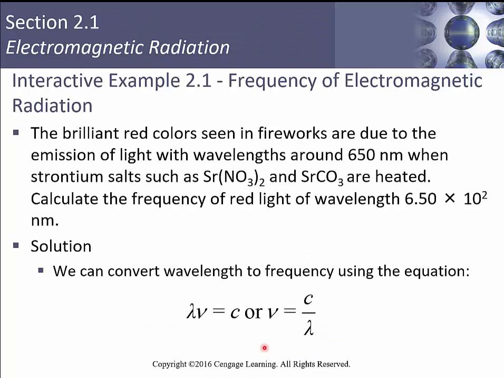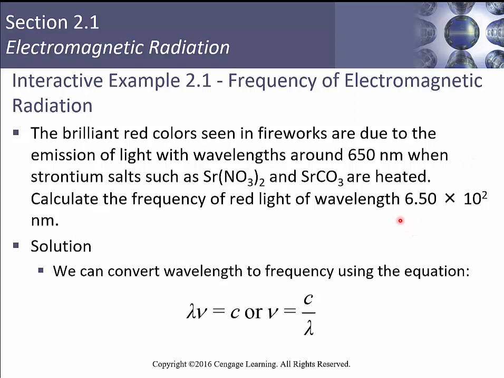So for example, let's do a quick calculation. The brilliant red colors seen in fireworks are due to the emission of light with wavelengths around 650 nanometers when strontium salts such as strontium nitrate or strontium carbonate are heated. Calculate the frequency of red light with a wavelength of 6.50 times 10 to the 2 nanometers, so 650 nanometers.